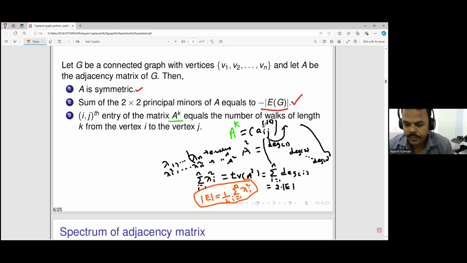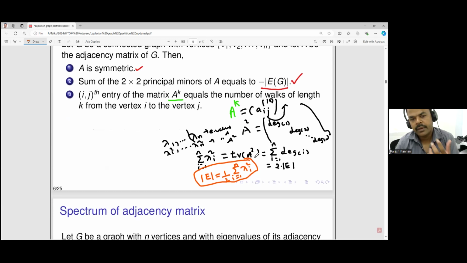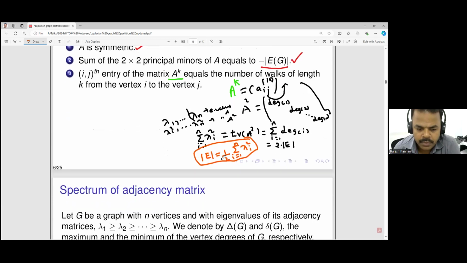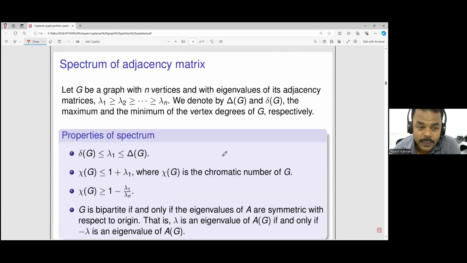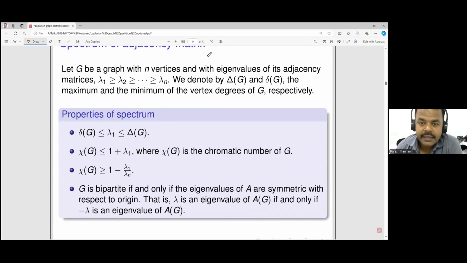I'm sorry, basics of spectral graph theory I'm explaining. Okay. So yeah, there are many more results, I'm giving just a couple of results only. Okay. And the spectrum of the adjacency matrix does contain a lot of combinatorial information. Okay, what are they? So all of you know what is the maximum vertex degree and what is the minimum vertex degree. Okay.